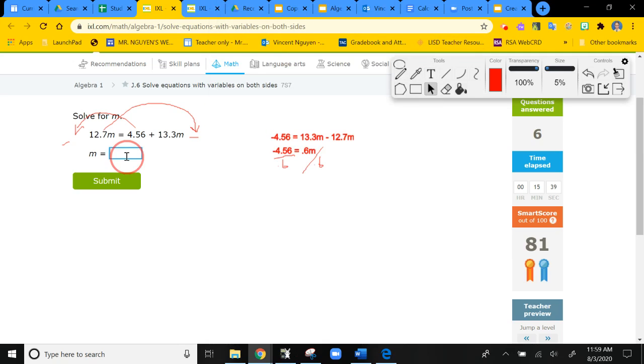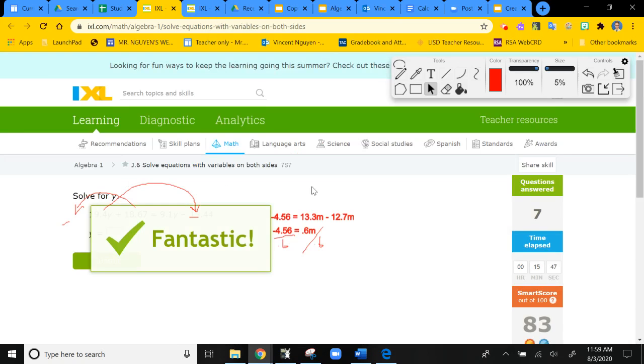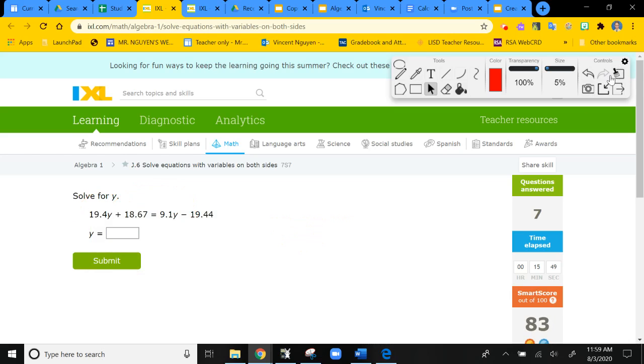So negative 7.6, right? So my short-term memory failed me. Submit. Yay. Okay, cool. Let's start over.